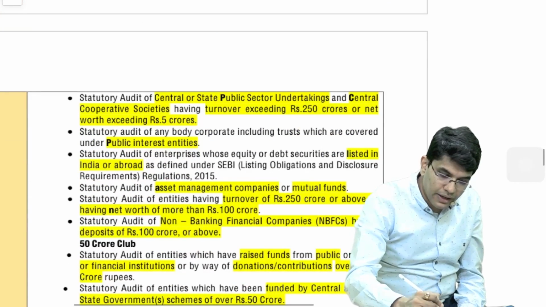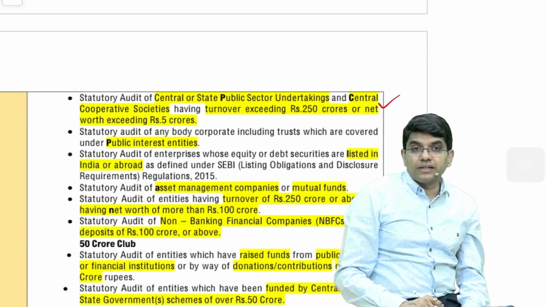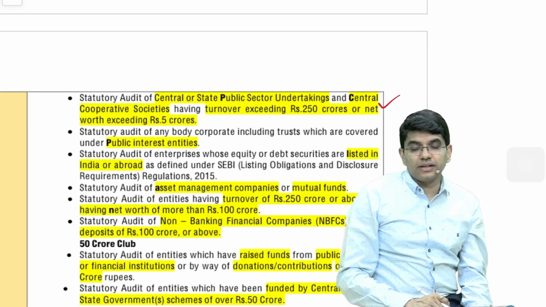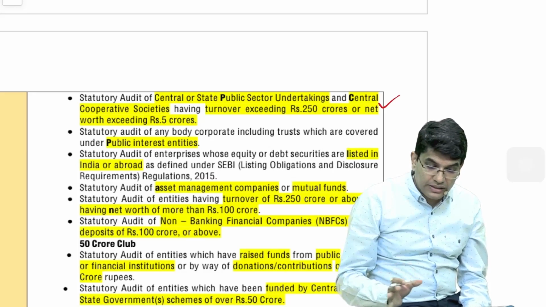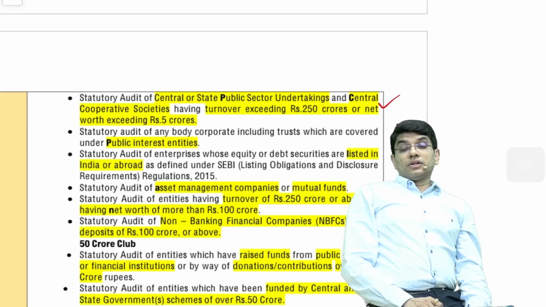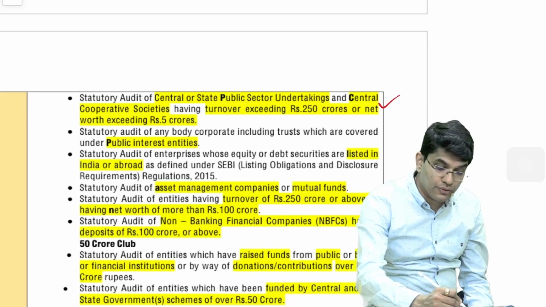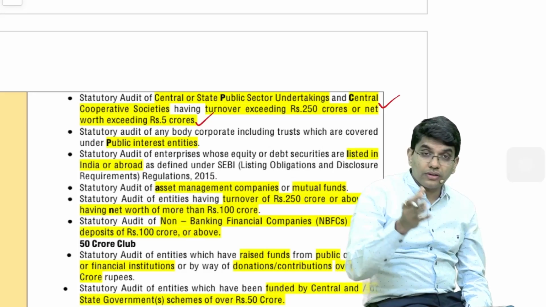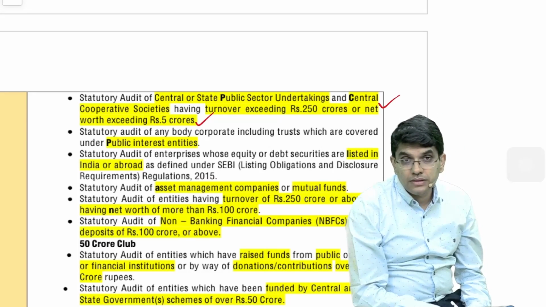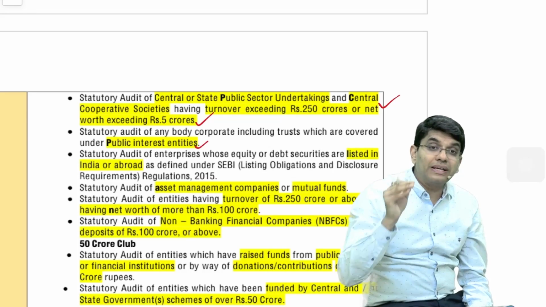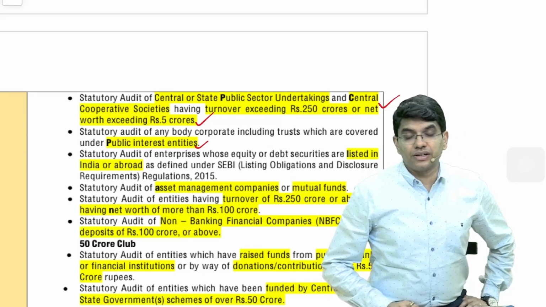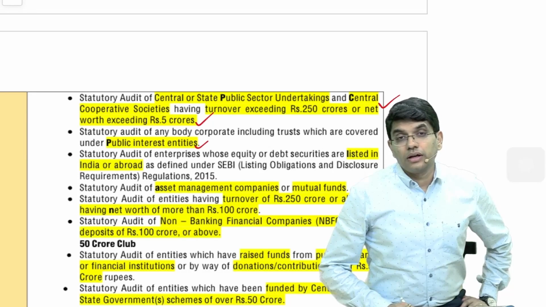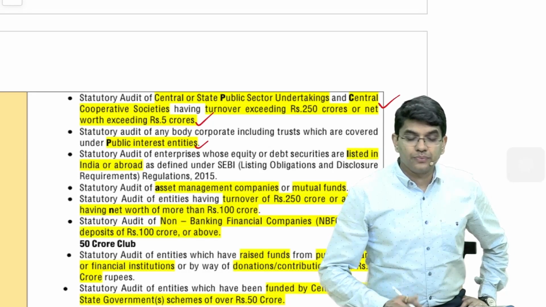PCP, if there is a central cooperative society or a public sector undertaking, so these are government entities, central cooperative society, public sector undertaking, and turnover is exceeding 250 crores or net worth is exceeding 5 crores. If you're doing audit for them, you are level 1. CP, P stands for if you're doing audit of public interest entities. Now regulatory authorities can declare anyone as a public interest entity where a lot of people are involved. If you're doing audit for such entities, you are level 1.